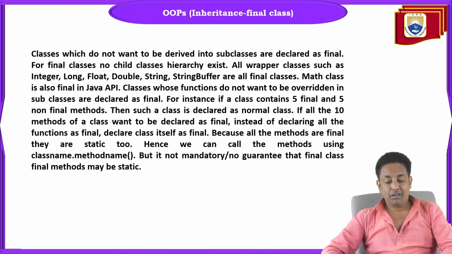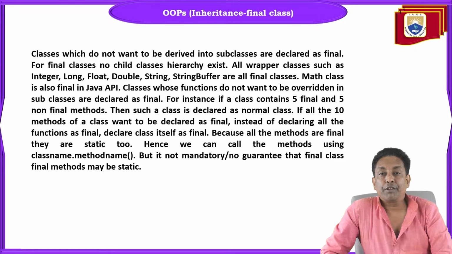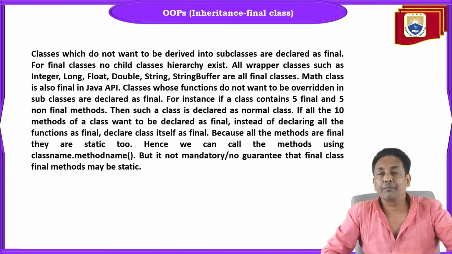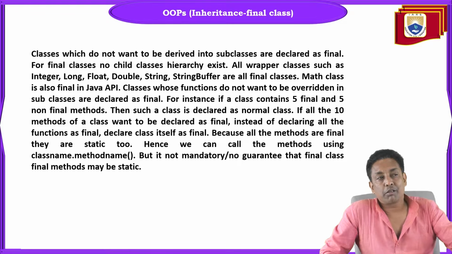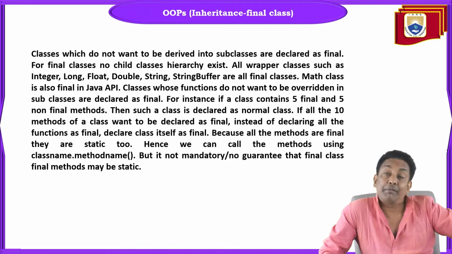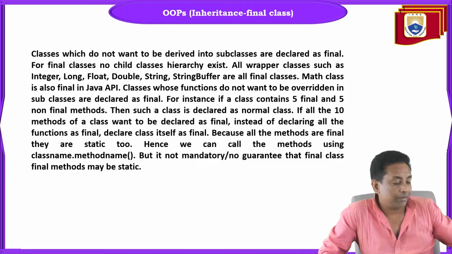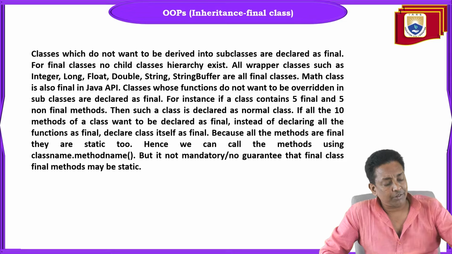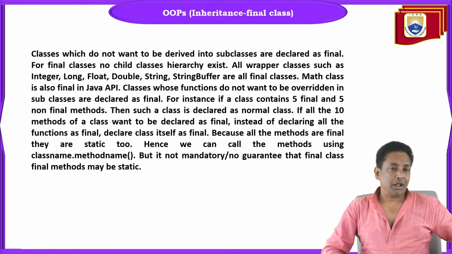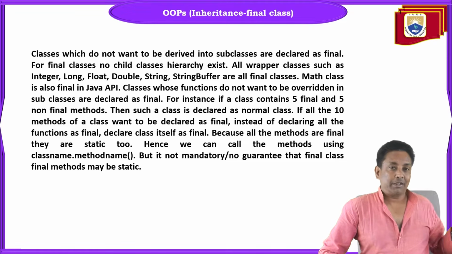Then about the final class. We already know about the final class: a final class cannot be derived, but it can be instantiated. Suppose a class contains 10 methods, where 5 methods should be final and 5 methods non-final. Then you declare the first 5 methods as final and the remaining 5 methods as normal methods. Then what happens? The class can be derived in subclasses. Final methods cannot be overridden; the remaining 5 methods can be overridden.